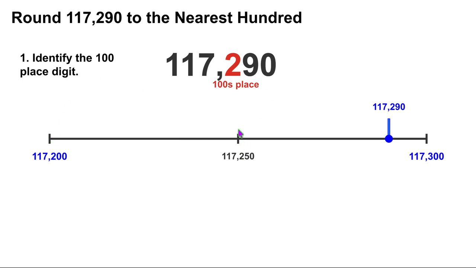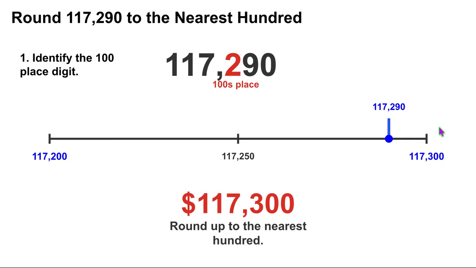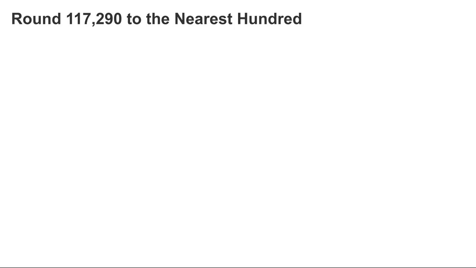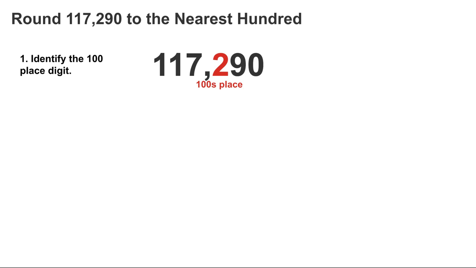Also, if your number is either halfway or more, you would raise it to the next 100. So I say 5 or more, raise the score. 4 or less, let it rest. So here you can see how 290 is closer to 300 and why it would round up to 117,300.